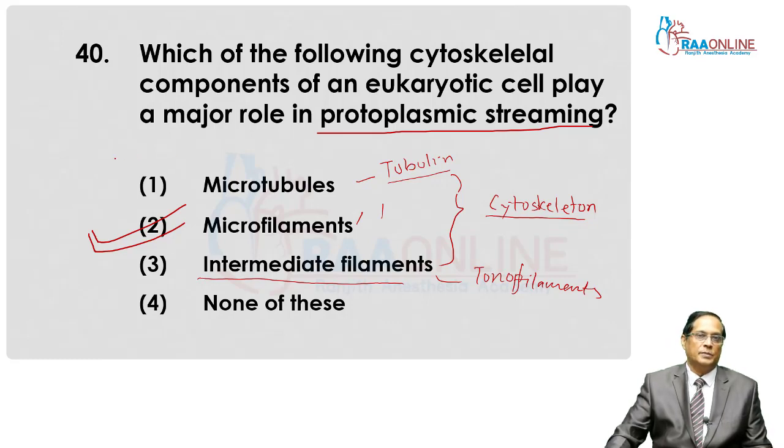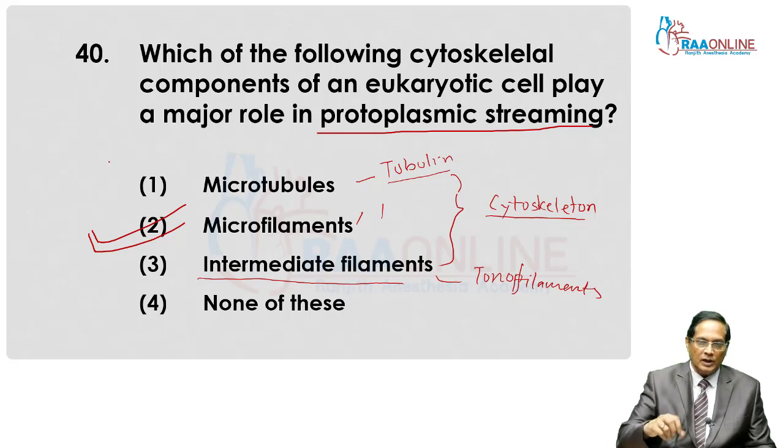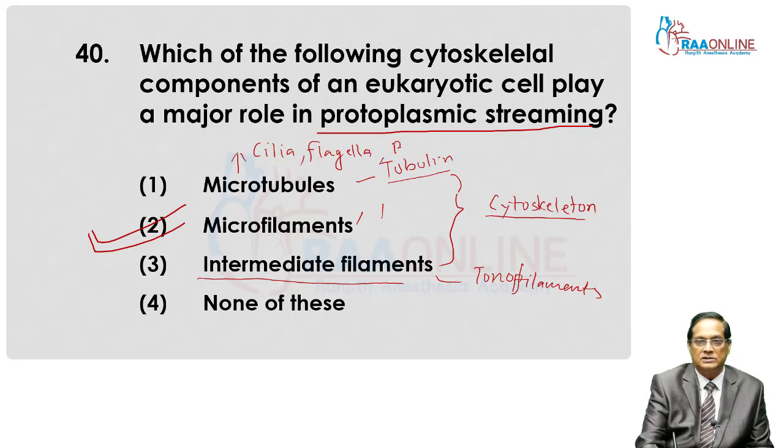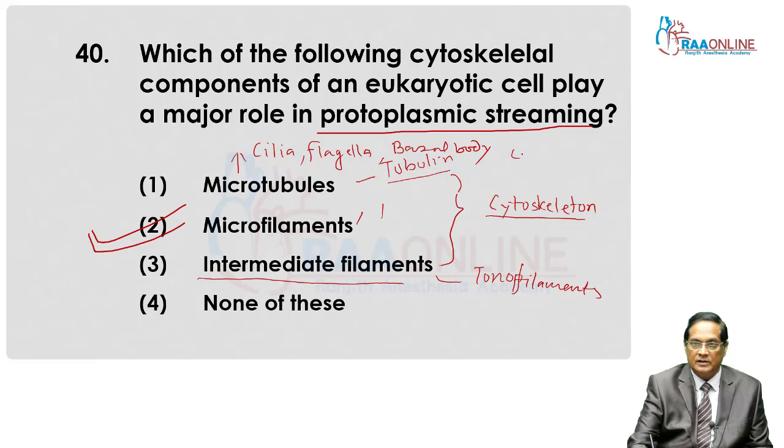Microtubules are actually a structural part of cilia, flagella, basal granule, and spindle apparatus. Number 1, they are the structural part of cilia. Number 2, flagella. Number 3, basal body, through which cilia or flagella originate. Number 4, they are the structural part of centriole. And number 5, they are the structural part of spindle fibers.